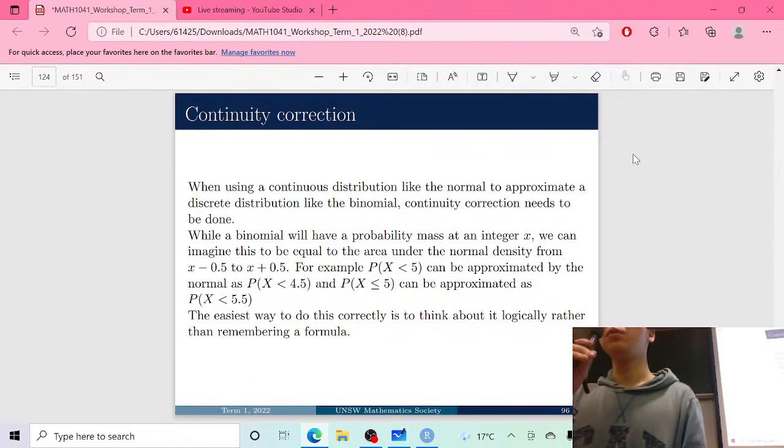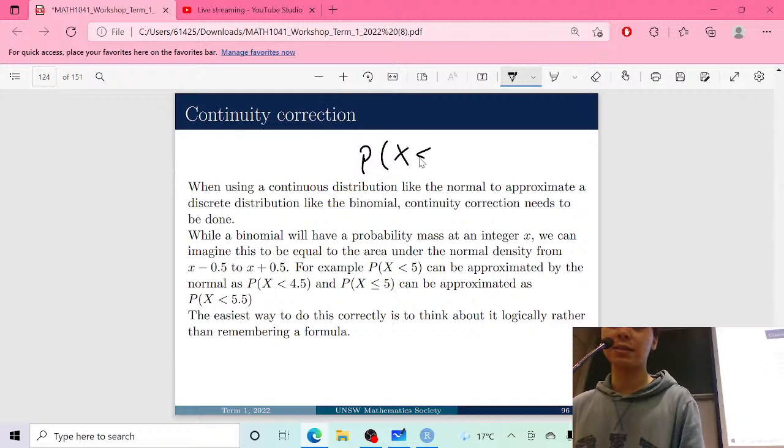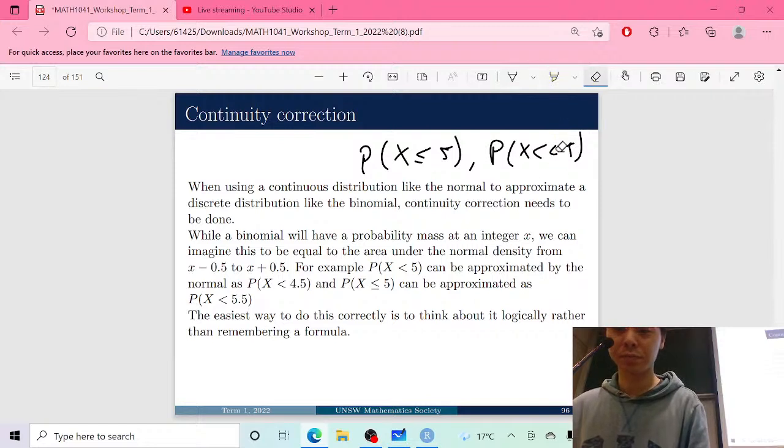But there's a problem here, because we're going from a discrete random variable to a continuous random variable, and so they take in very different values. What we can do is correct this by introducing what we call a continuity correction. The idea here is that instead of looking at the probability that x, say, is less than or equal to 5, this is also equivalent to saying x is less than, say, 4.5. Or actually, it should be 5.5.